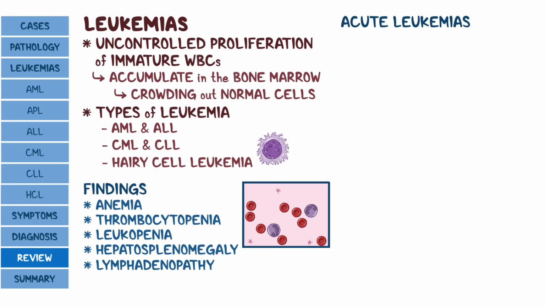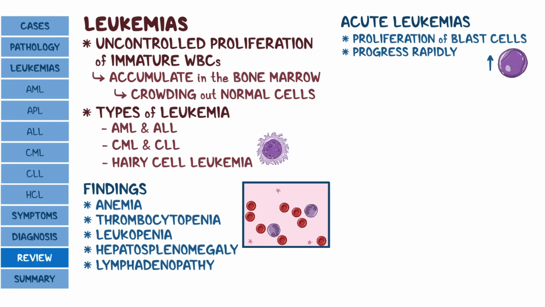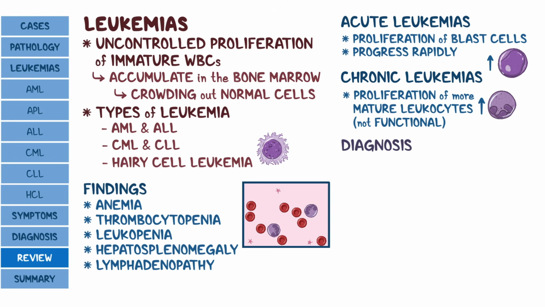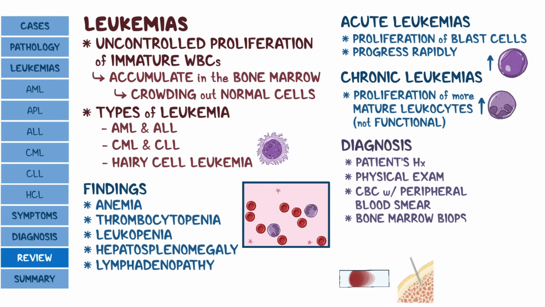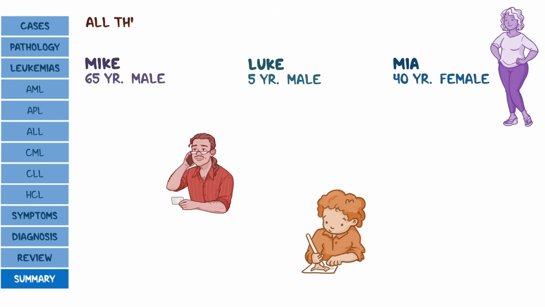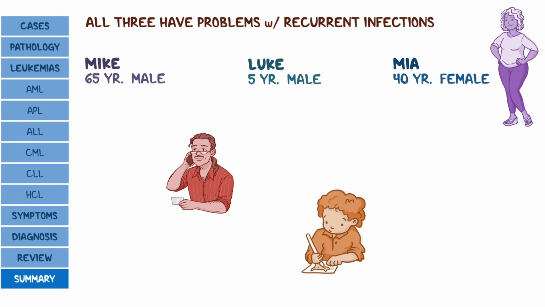Acute leukemias are usually caused by proliferation of blast cells and progress rapidly, while chronic leukemias progress more slowly and are caused by proliferation of more mature leukocytes that are not functional. A diagnosis can be made based on the patient's history, physical examination, CBC with peripheral blood smear, bone marrow biopsy, immunophenotyping, and genetic testing. Now, back to the patients. All three have problems with recurrent infections due to a decrease in functional WBCs.